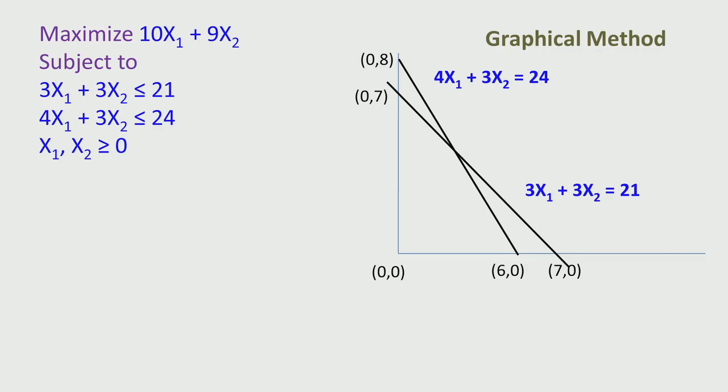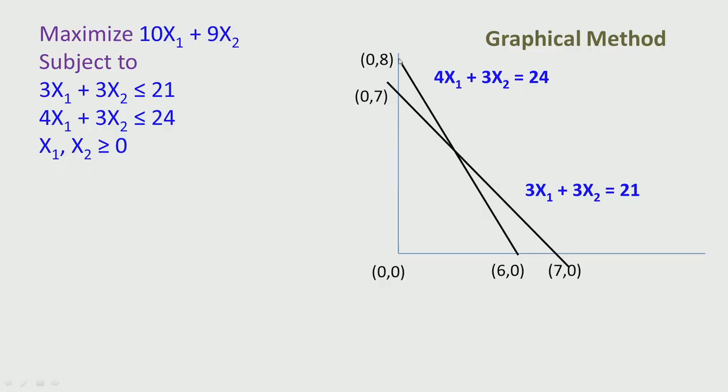So, when we evaluate at 0, 0, which is the origin, 4x1 plus 3x2 becomes 0 and is less than the right hand side value of 24. Therefore, the triangle formed by these 3 points 0, 8, 6, 0 and 0, 0 forms the region 4x1 plus 3x2 less than or equal to 24.